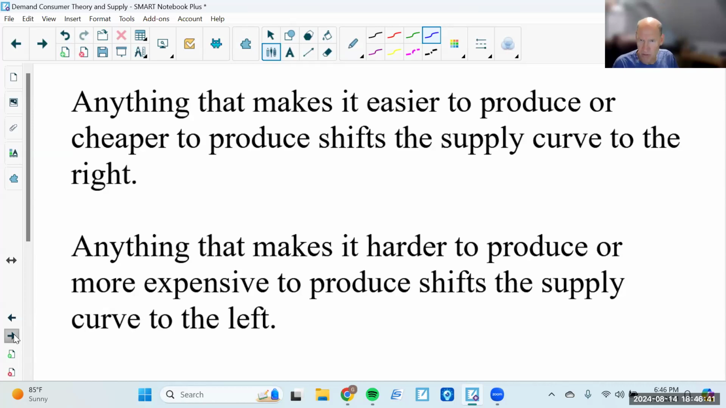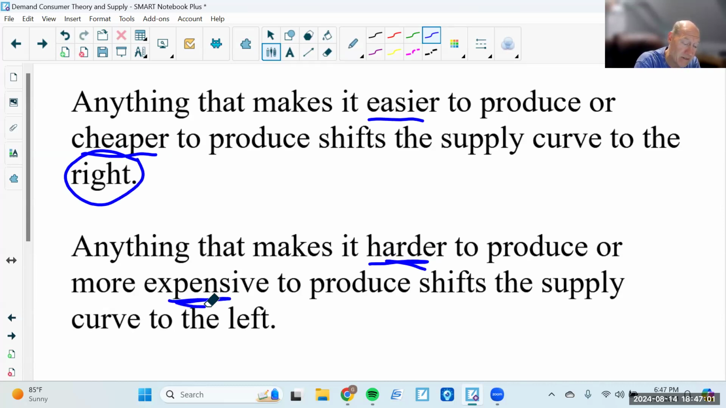you're going to produce more. If you're hiring labor and labor wages go down, you can now hire more labor for the same dollars, right? So you're going to supply more because you have more labor. So anything that makes it cheaper here or easier shifts the supply curve to the right. Anything that makes it harder or more expensive shifts it to the left. It can be taxes and that sort of stuff. We'll talk about these in a minute.